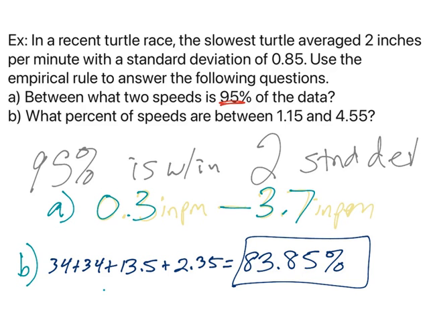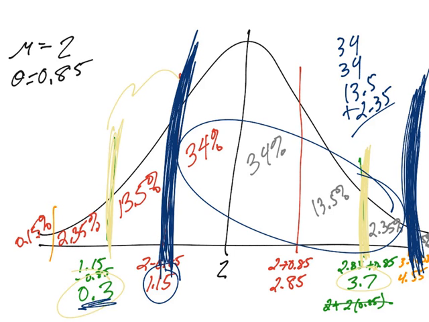Now, you can see the empirical rule is great as long as you are right on those values. But what if you wanted to know between, let's say, 1 and 4? Well, 1 is about right here and 4 is about right here. I don't know what that is. So the empirical rule does have limitations because of where the values are. So just something to keep in mind.